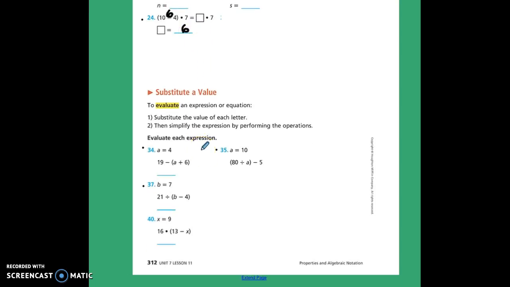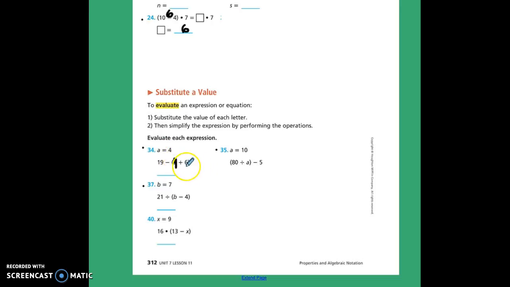It says to evaluate an expression or equation, substitute the value of each letter, then simplify the expression by performing the operation. So these are kind of awesome because they actually tell you what the letter is. So this is saying A equals 4. So all I have to do is, instead of this being A, I'm going to change it to a 4 because it tells me that A equals 4. So now I can go ahead and solve it.